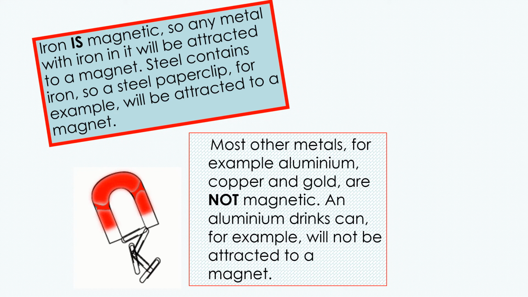Most other metals, for example, aluminium, copper and gold, are not magnetic. See, these are also metals, but still they are not magnetic because they do not have iron in them.